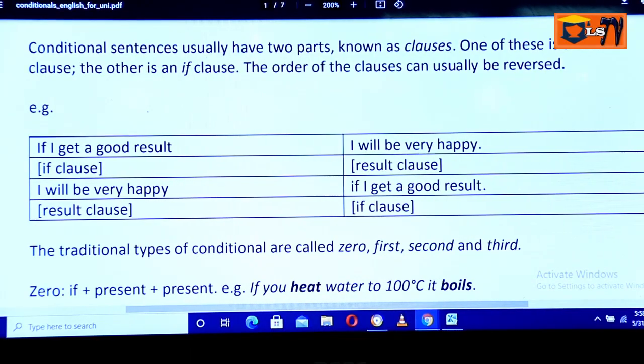Instead of starting with if, you can end with if. It is possible. I will be very happy if I get a good result. Now, the result clause is first, and then we finish with the if clause.